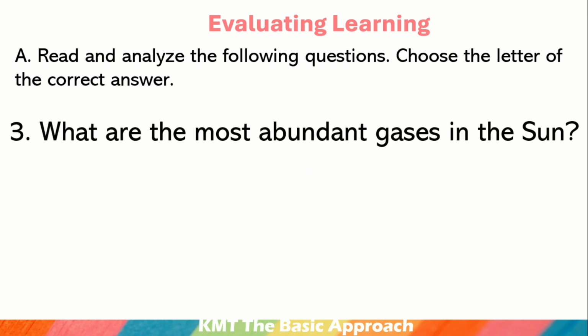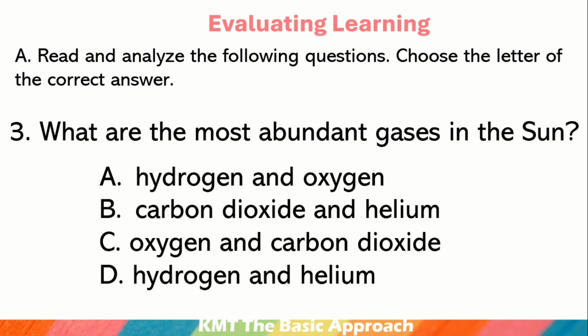Number 3, what are the most abundant gases in the sun? A, hydrogen and oxygen. B, carbon dioxide and helium. C, oxygen and carbon dioxide. Or D, hydrogen and helium. What is the correct answer? Good job! The correct answer is letter D, hydrogen and helium.